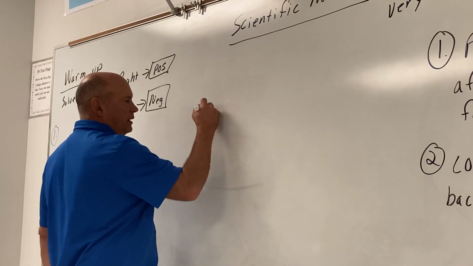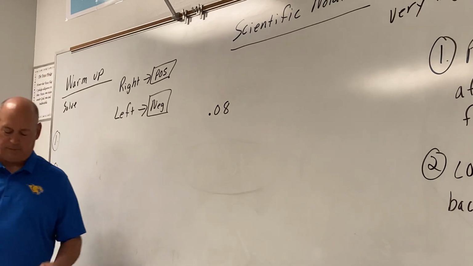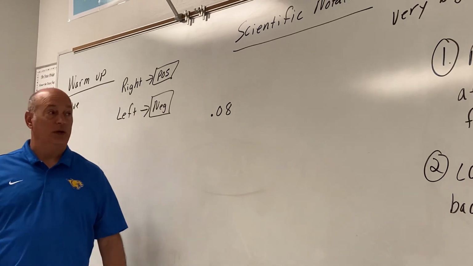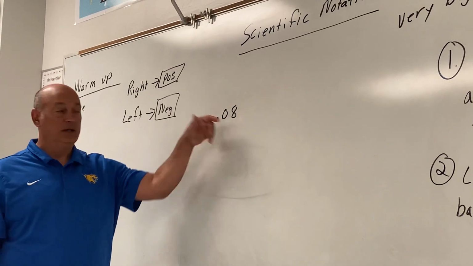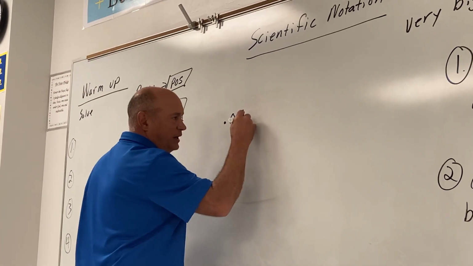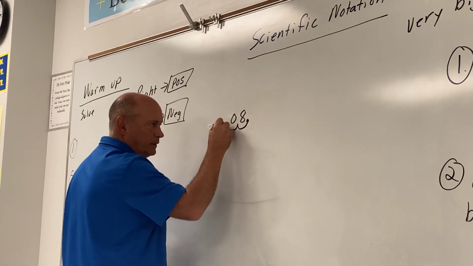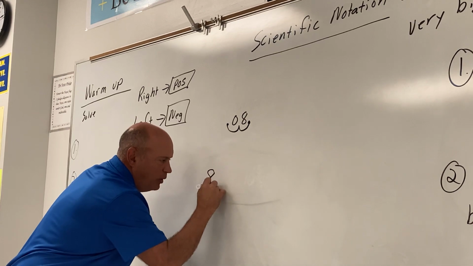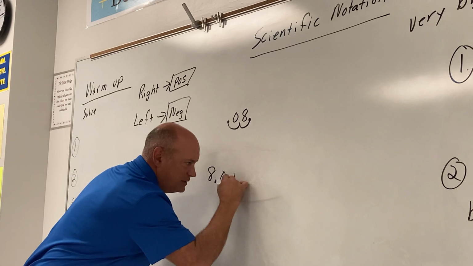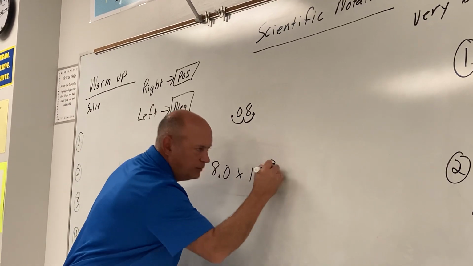Let's do an easy one. 0.08. Where is my decimal gonna go? After the 8. You'll agree? Because from the left, 8 is the first number that's not 0. So put the decimal here. So here's new, here's old. Let's count backwards. 1, 2. So we're gonna put 8.0, because there's not another number after the 8, times 10 to the what? Negative 2.